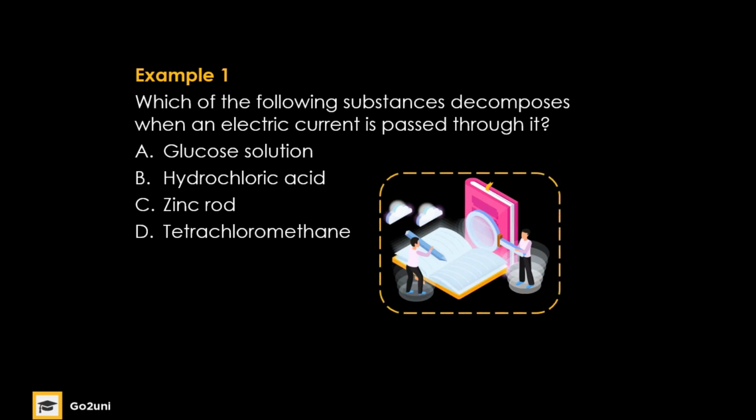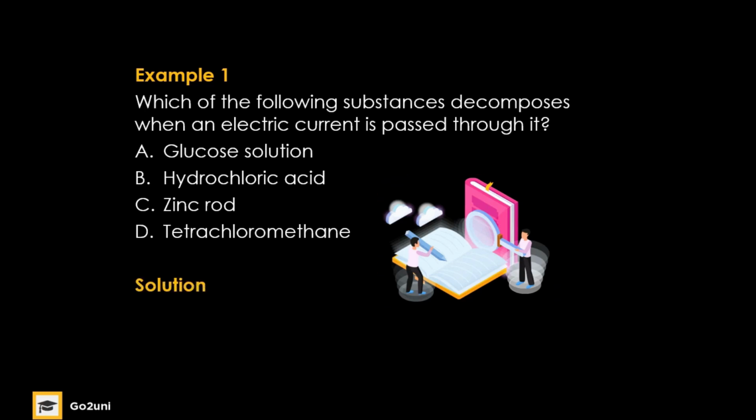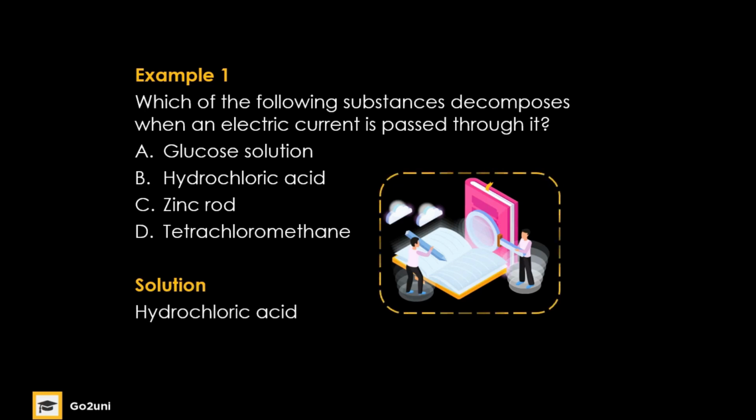So our answer to that question is option B, which is hydrochloric acid. Hydrochloric acid is our answer because it is a substance that ionizes completely in water. It is polar, it is an ionic compound, so it can permit the flow of electricity through it. Hence, it gets decomposed when electricity passes through, because it is an example of the electrolytes. It's one of the electrolytes.